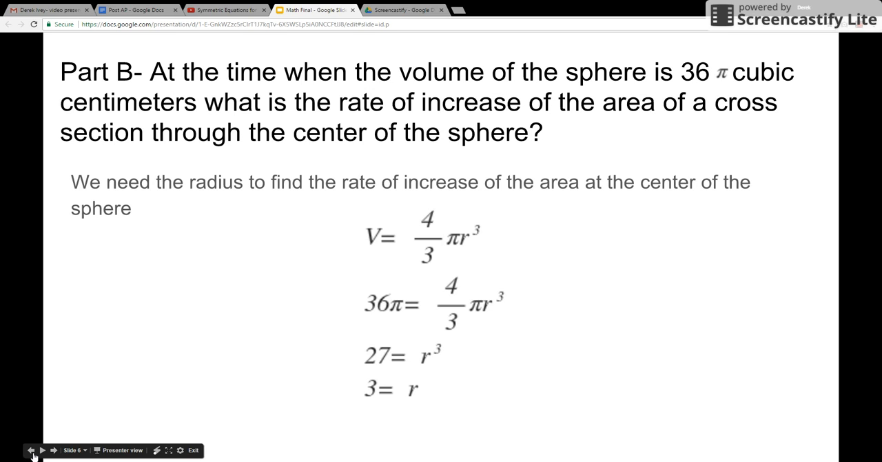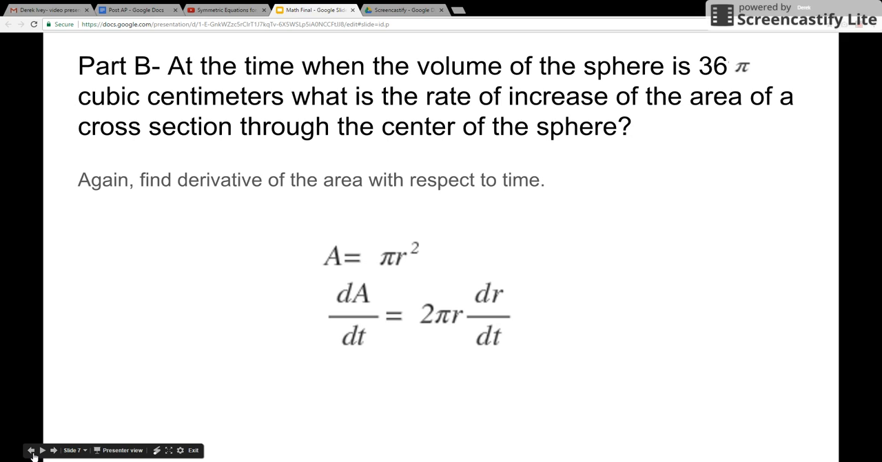Part B is going to ask us to find the rate of change of the area through the middle of the sphere. So the first thing we have to do is find the radius of the sphere at this time. So we just use our volume equation, 4/3 pi r cubed. We plug in 36 pi as our volume, and we end up getting a radius of 3.